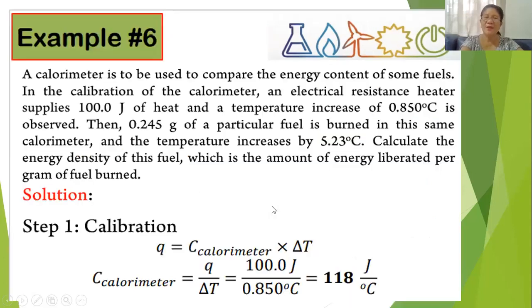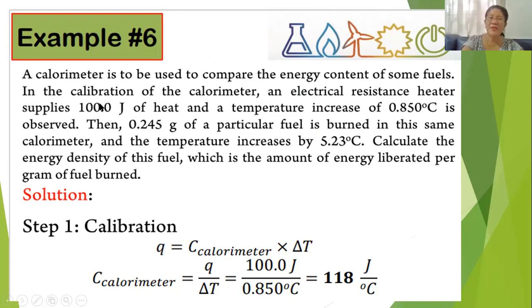Let's have an example here. Our example here is sample six. A calorimeter is to be used to compare the energy content of some fuels. In the calibration of the calorimeter, an electrical resistance heater supplies 100 joules of heat.